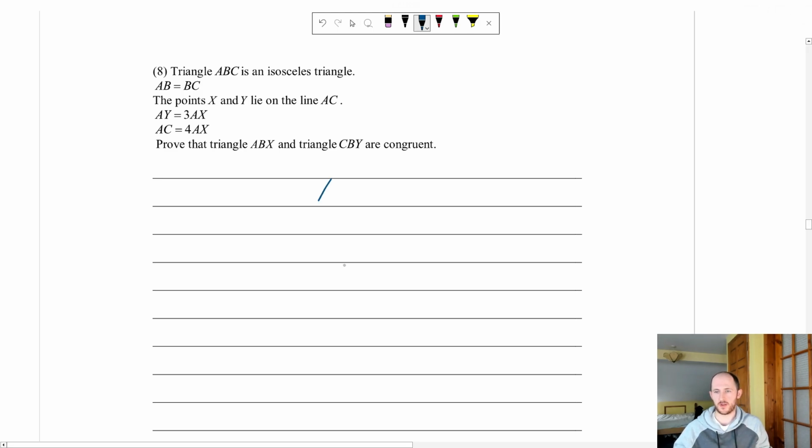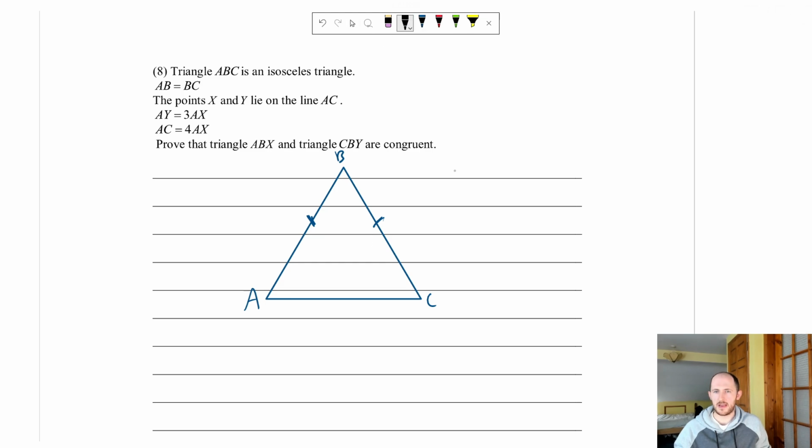So I'm going to draw one that looks like an equilateral triangle, but just take my word for it, it's not. And that means that is ABC, so let's call it A, B, C. And because it's isosceles, it means these two sides are identical. Now, what is it talking about here? So we have AY, I'm going to write this in black. AY is equal to 3AX.